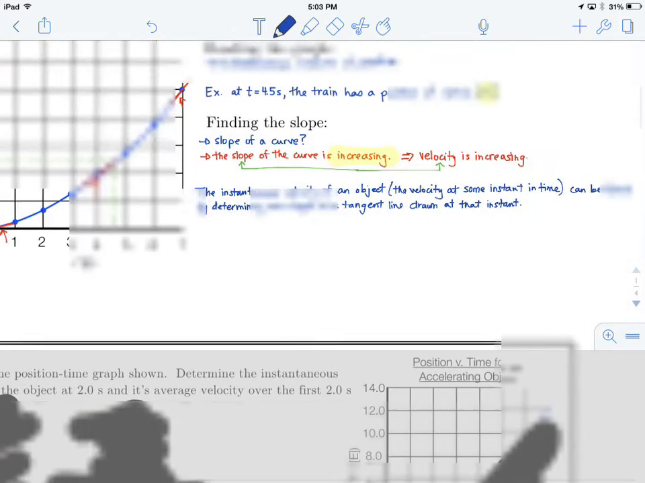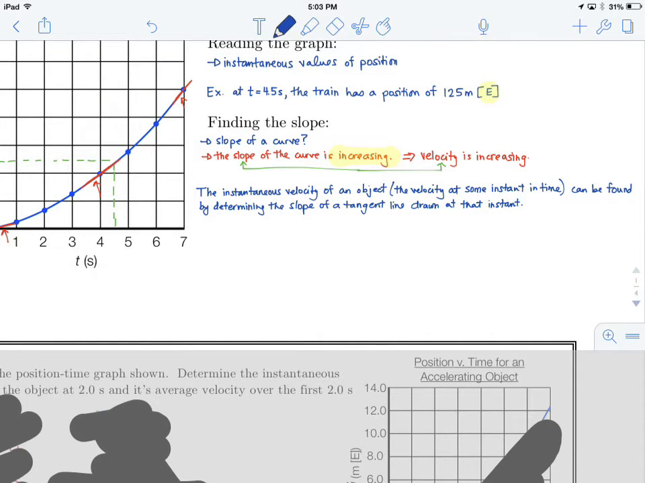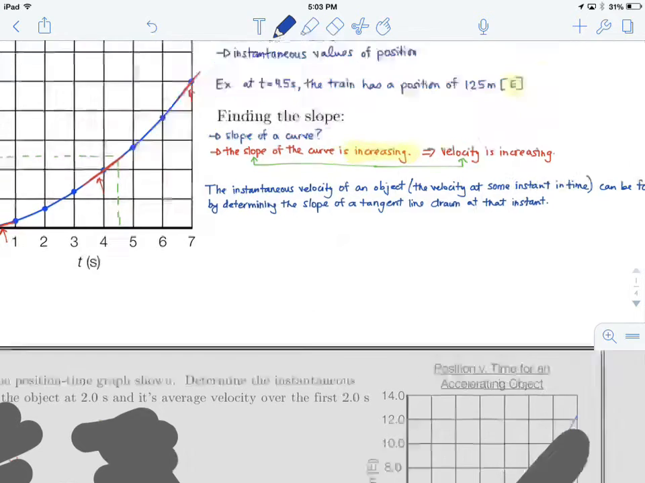All right, so we have to talk about what a tangent line is, but this is what we're going to do. If we want to find the instantaneous velocity at some instant in time, let's say at 3 seconds, then we need to draw a tangent line to our curve at 3 seconds, which is what we're about to do now.